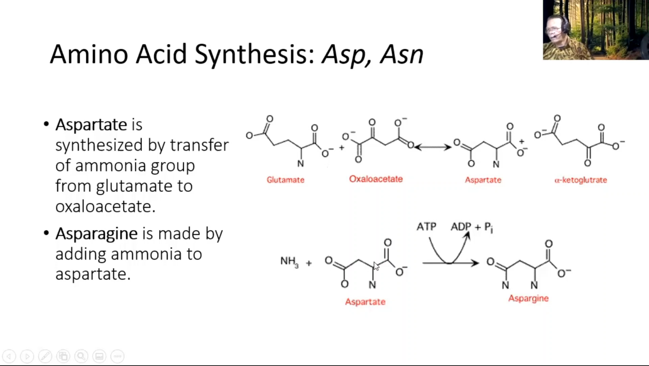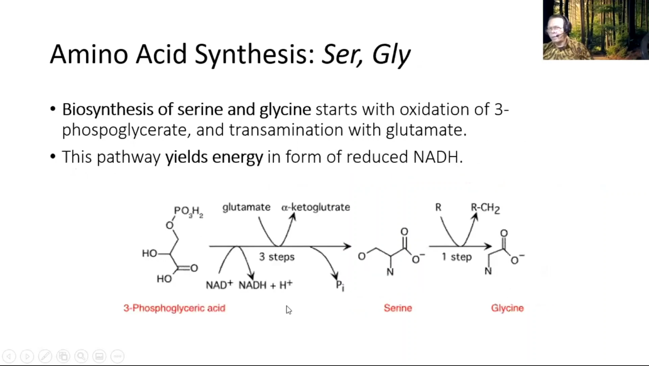See this one. This is an oxidation-reduction reaction. Now let's move to serine and glycine.